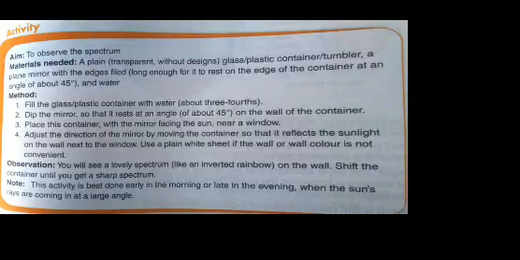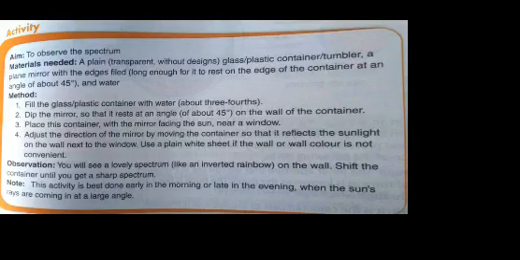Let's perform an activity to observe the spectrum. The materials required will be a plain transparent glass or prism container, a plain mirror with edges long enough for it to rest on the edge of the container at an angle of 45 degrees, and some water. The method will be to fill up the glass container with water about 3/4 and dip the mirror so that it rests at an angle of 45 degrees on the wall of the container, and place the container with the mirror facing the sun near the window.